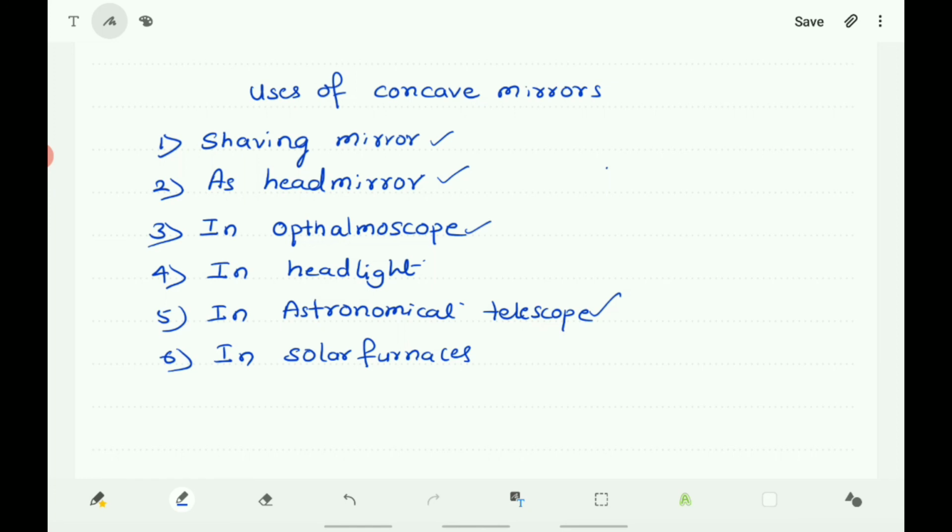And concave mirrors are used in solar furnaces. Large concave mirrors are used to concentrate sunlight to produce heat in solar furnaces. These are the main uses of concave mirrors.